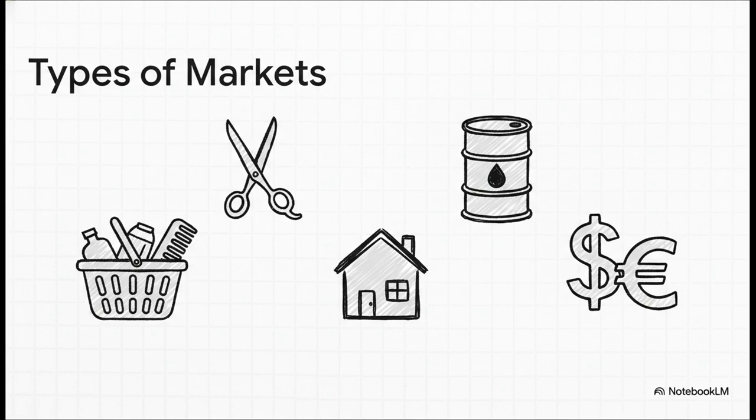And wow, that term market can cover a whole lot of ground. You've got the market for things you buy every week, like food and cosmetics. Then there are markets for services, like getting a haircut. But it also scales up to these huge, complex systems, like the housing market, the global market for oil, and the financial markets. The key takeaway for you is that any of these could pop up in an exam question, so you've got to be flexible.